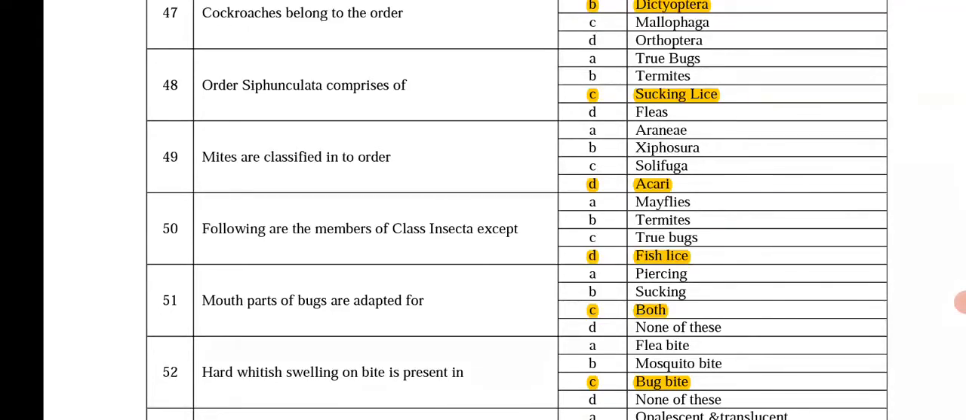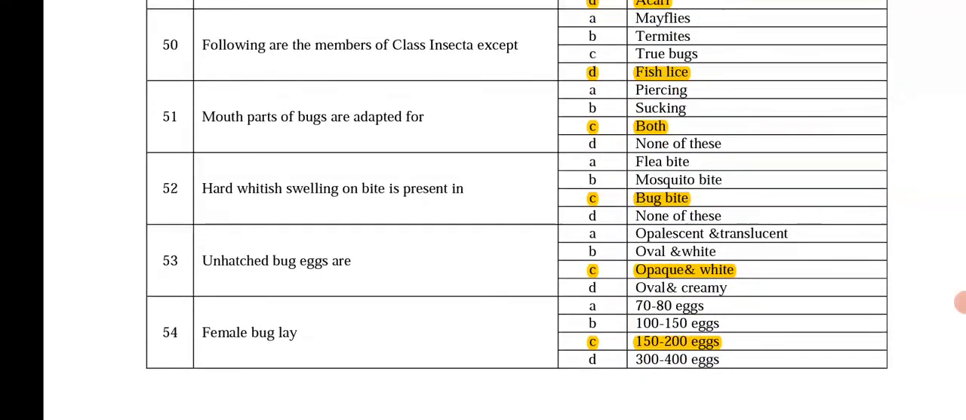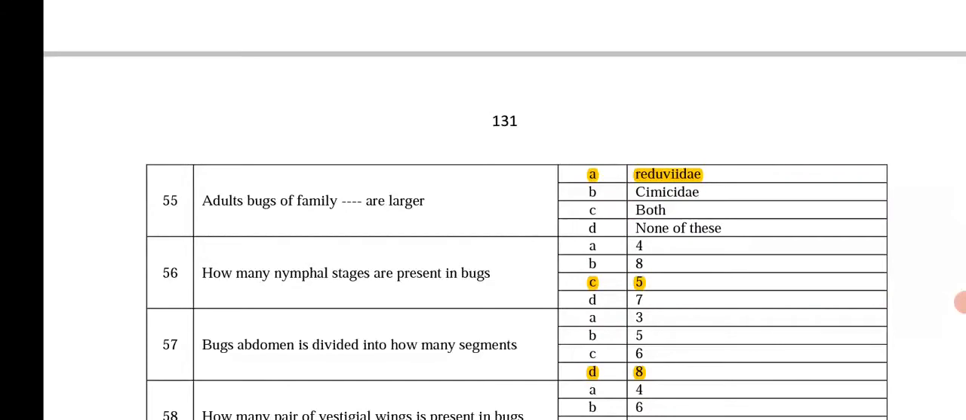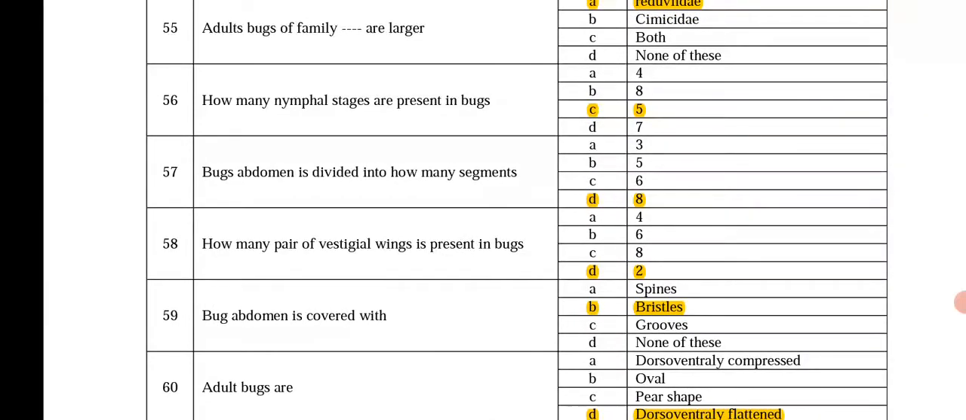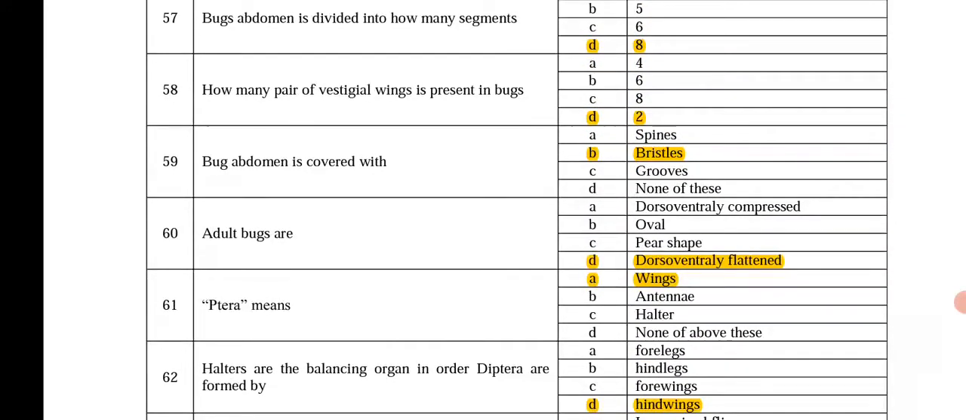Mouthparts of bugs are adapted for both piercing and sucking. A hard whitish swelling on the bite is present in a bug bite. Unhatched bug eggs are opaque and white. Female bugs lay 150 to 200 eggs. Adult bugs of family Reduviidae are larger. How many nymph stages are present in bugs? 5. A bug's abdomen is divided into how many segments? 8. How many pairs of vestigial wings are present in bugs? 2. A bug's abdomen is covered with bristles. Adult bugs are dorso-ventrally flattened.